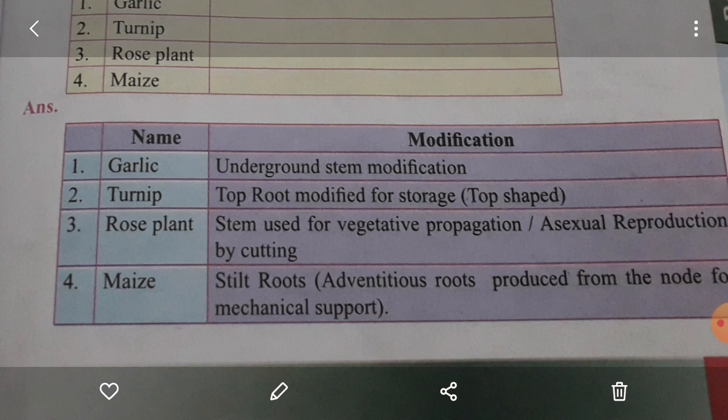Here the modification: stem used for vegetative propagation, that is asexual reproduction by cutting. And fourth one, maize. Maize has stilt root. Stilt root is the example for what? Sugar cane. Adventitious roots produced from the nodes for mechanical support. This is clear to you, children. All the 1 marks I'll give you, children. So write in your textbook properly, children.